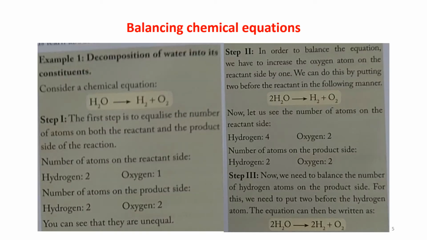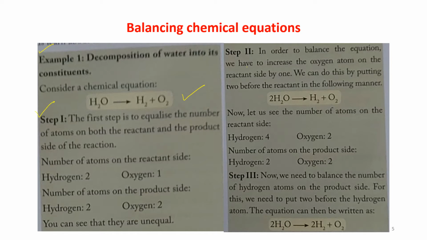Balancing chemical equations. For balancing a chemical equation, some steps are given here. Let me explain these steps. The first example given here is the decomposition of water into its constituents. You all know that when water decomposes, it gives hydrogen and oxygen gas. So this is the chemical equation for decomposition of water: H2O giving H2 plus O2.